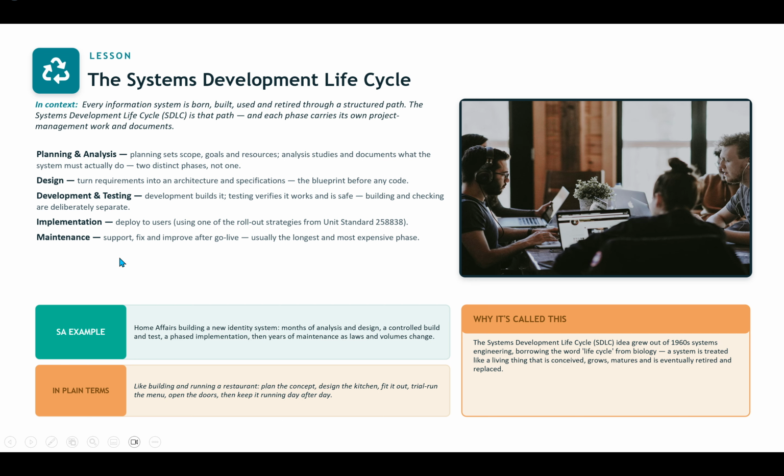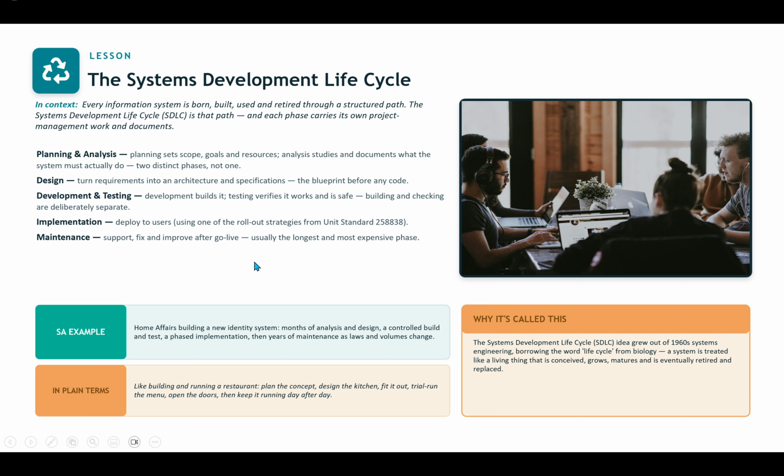Usually this is the longest and most expensive phase, because there are certain mistakes that can be discovered in the field, and solving them could actually mean compensating people who have lost their money because of using our system, which is sometimes very costly and difficult to even implement. An example would be the Home Affairs building a new identity system. So months of analysis and design, a controlled build and test, a first implementation, then years of maintenance as laws and volumes change.